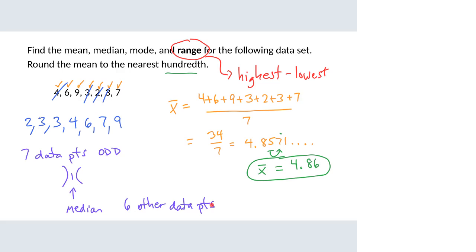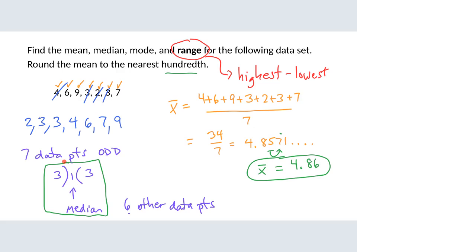And because the median's right in the middle, half of these 6, or 3 of them, will be lower than the median, and half, 3 of them, will be higher than the median. So what my data set kind of looks like here is this. I'm going to have 3 data points lower than the median, 3 data points higher than the median, and the median sitting right there in the middle.